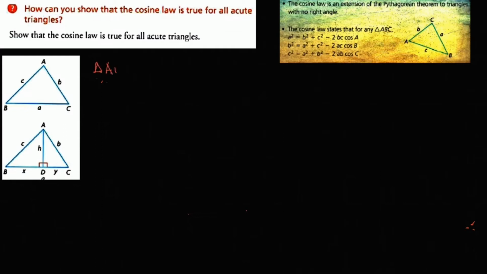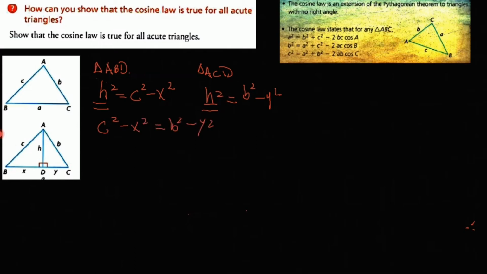In triangle ABD, this is a right triangle, right? So h squared equals c squared minus x squared, by the Pythagorean theorem. And in triangle ACD, this right triangle, h squared equals b squared minus y squared, right? So h squared equals h squared, the equal expression. So c squared minus x squared equals b squared minus y squared, right?